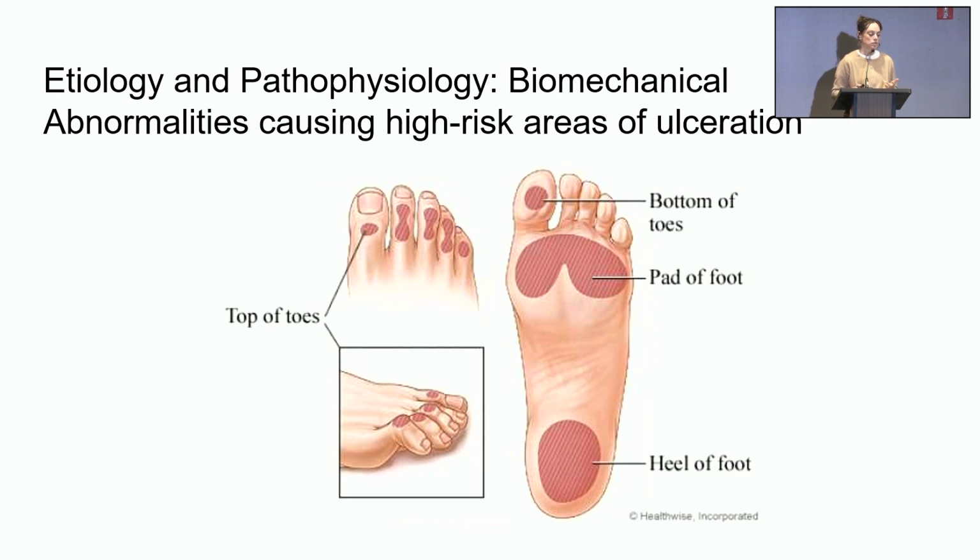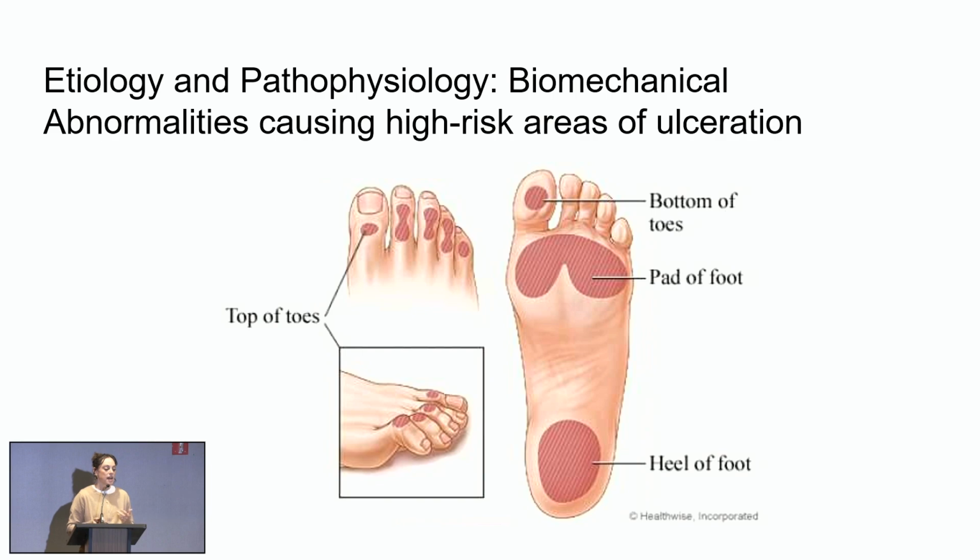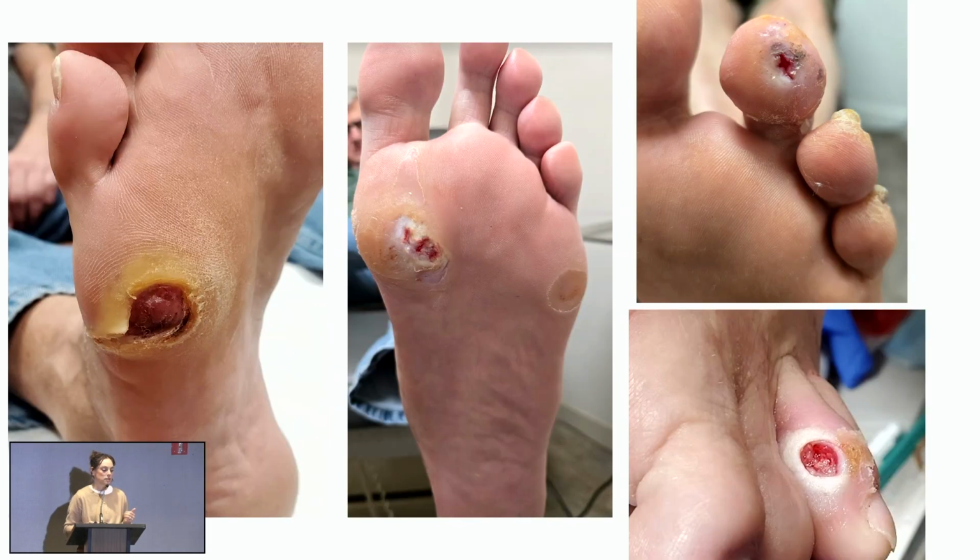So this is just a little diagram showing the higher risk areas of ulceration. Anywhere that's prominent on the foot is going to be a high-risk area of ulceration. So we tend to see the ball of the foot, the pads of the toes, especially when patients get hammer toes. And here's just some clinical pictures of this. So fifth metatarsal head on the left.